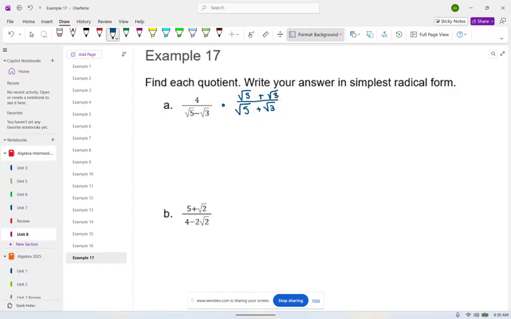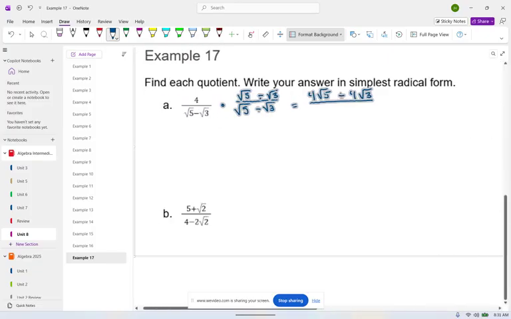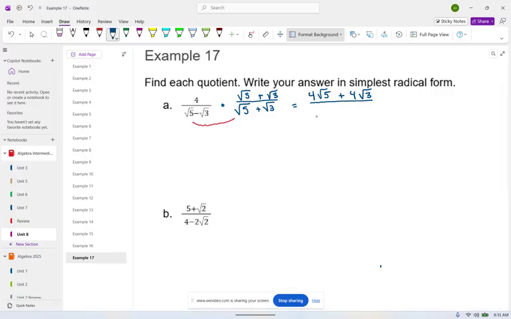and the top. So on the top, we're going to have 4 square root of 5 plus 4 square root of 3. And on the bottom, we're going to have, let's go back over this way. On the bottom, we're going to have the square root of 5 times the square root of 5, which is going to be just 5. Then we're going to have square root of 5 times square root of 3, which is going to be plus the square root of 5 times 3, which is 15.